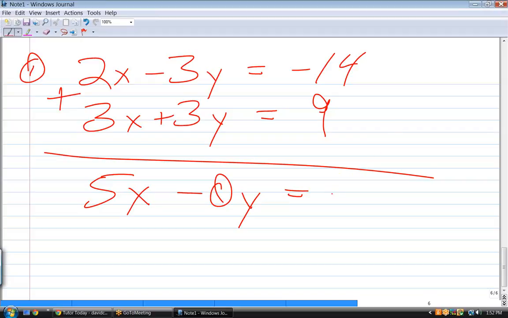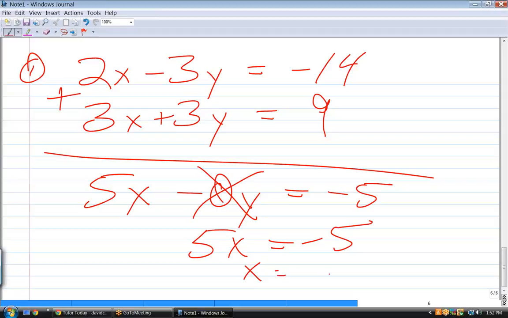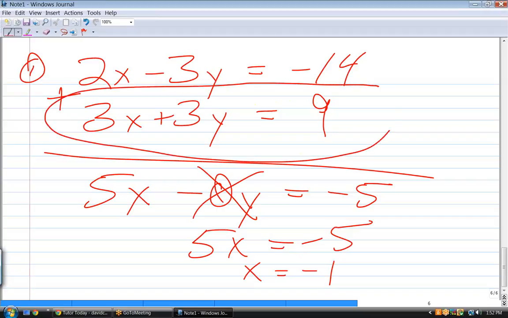5 or negative 5. Negative 5. Well, this I can eliminate. So now I have 5x equals negative 5. What's x equal to? Negative 1. Now that I have x, I can go back into either equation and solve for y. That's always the second step.